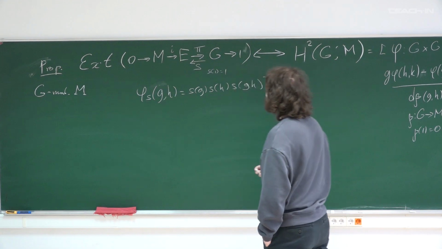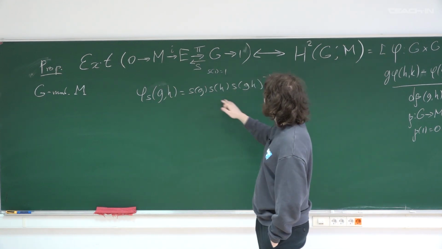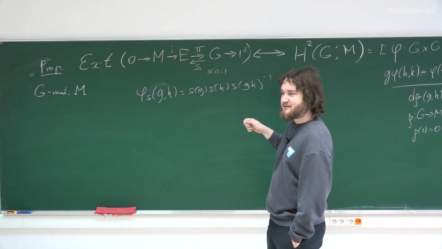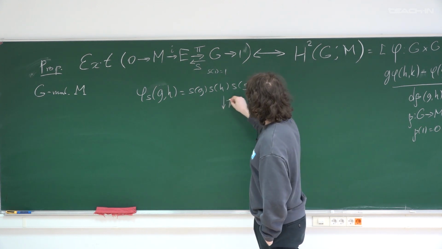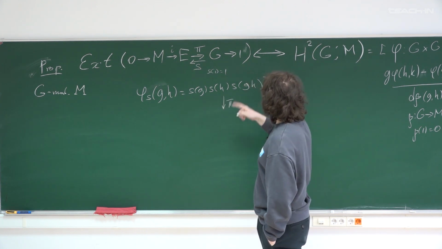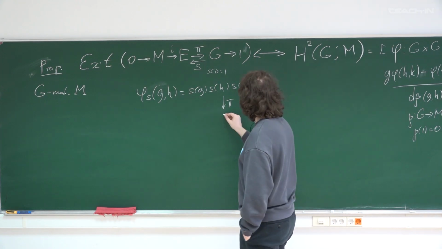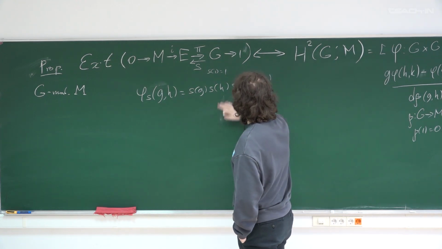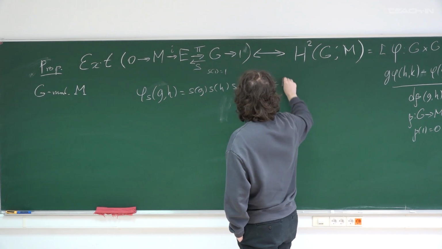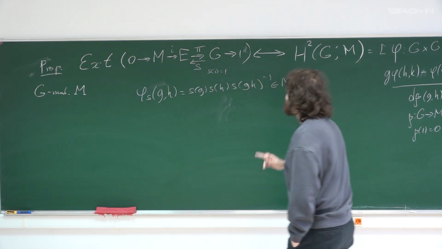It's an element of E, but in fact it lies in the kernel of π, yes? If I apply π, I obtain gh times (gh)^{-1}, so it's the unit. So in fact it's in the kernel of π, and the kernel of π is M, so in fact it's an element of M. This is our function.